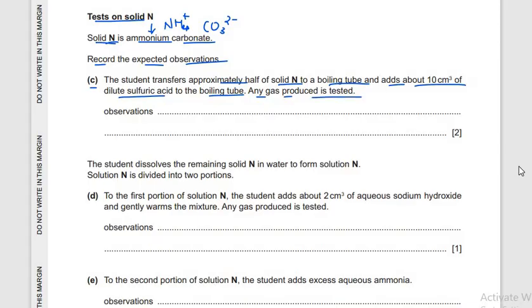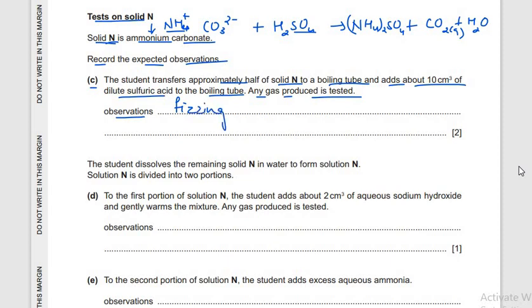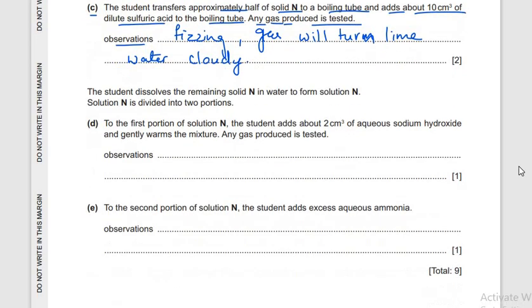Now if we add any acid to a carbonate, it is going to produce a salt, carbon dioxide and water. The salt produced will be ammonium sulfate, and the gas produced is carbon dioxide. So the observation will be fizzing or effervescence, and if we test the carbon dioxide gas, we can see in the gas test table that the gas will turn lime water cloudy. That's the test for carbon dioxide, which is given because carbon dioxide is produced as one of the products.